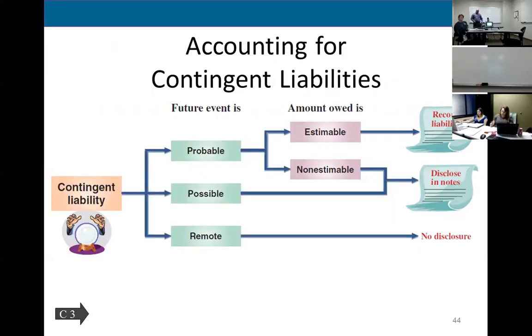Who can tell me what a contingent liability is? Using your best words.